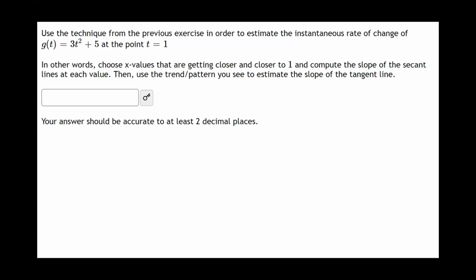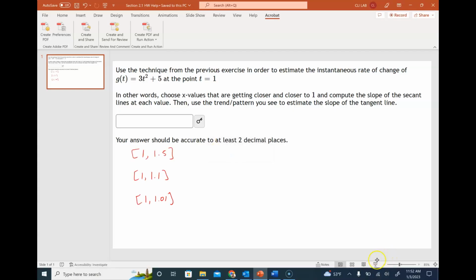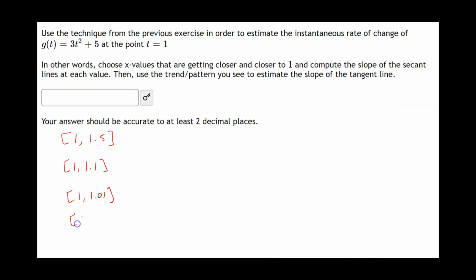So just like we did in the previous problem, we know that our values are trying to get closer and closer to 1. So 1 is going to be our starting point. And we can pick something like 1.5, and then something like 1.1, and then something like 1.01, and then something like 1.001. Now remember that this is a closed interval, so these are x values. This is like your x1 and x2.